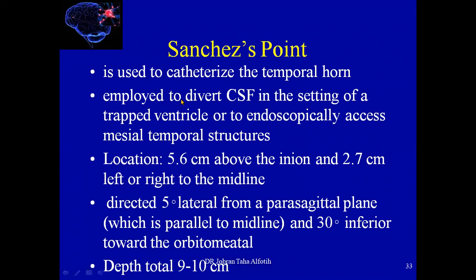Sanchez point is used for the temporal horn, and is employed to divert CSF in the setting of a trapped ventricle or during the endoscopic approach to the mesotemporal structures. The location is 5.6 centimeters above the inion and 2.7 centimeters left or right to the midline. The direction is 5 degrees lateral from the parasagittal plane and 30 degrees inferior to the orbitomeatal line, and the depth will be 9 to 10 centimeters.